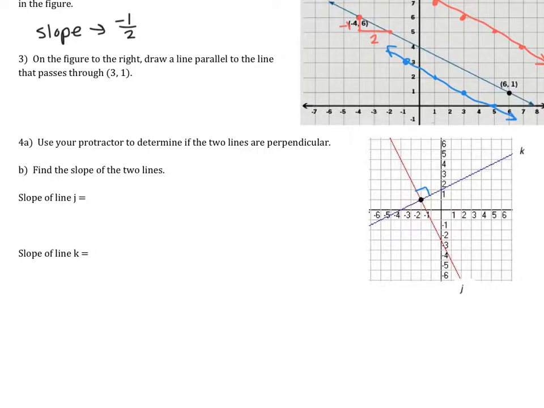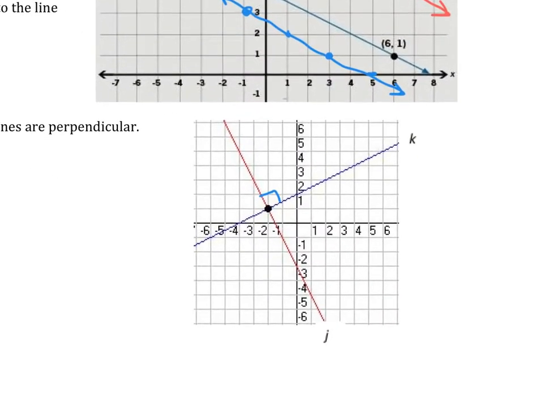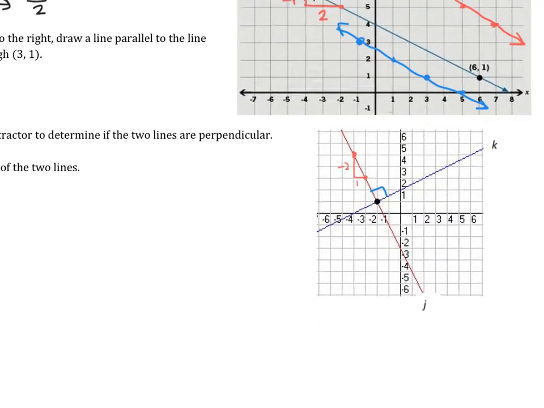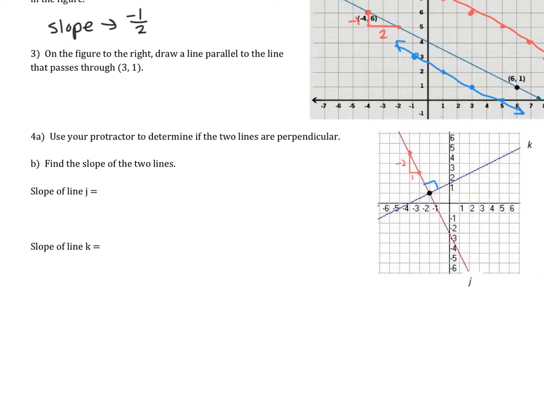So let's start with the slope of line J. Again, let's find some points that we know. So I'm going to use, let's say, how about this point and this point? So moving left to right, I see that I have to go down 2, right 1. So my slope is -2 over 1. Let me record that to the left. So -2 over 1, which of course is just -2.